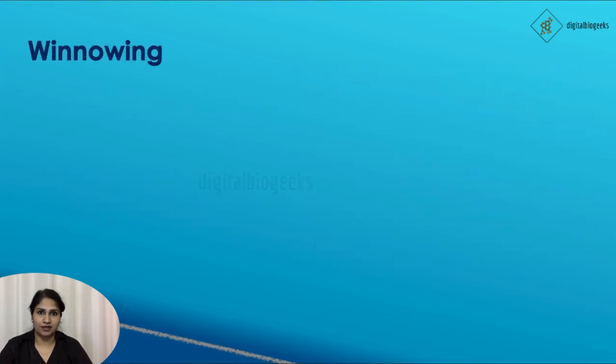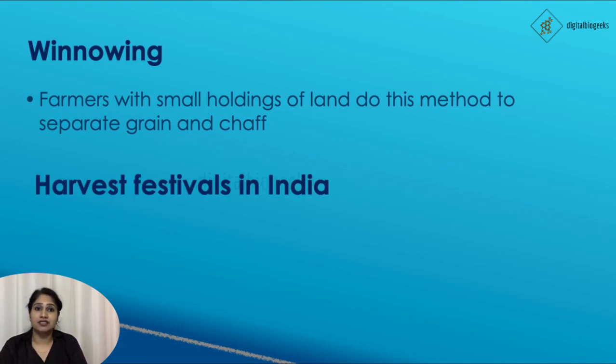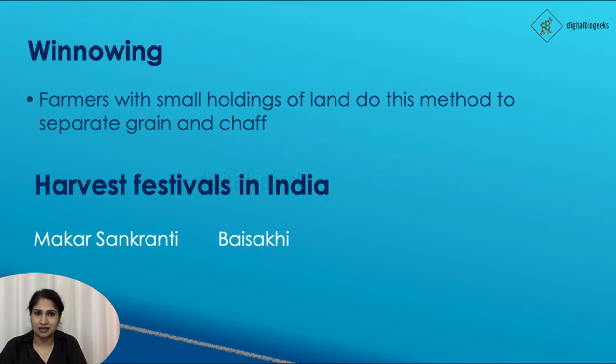Moving on to winnowing. Winnowing is done by farmers with small holdings of land. They do this method to separate the grain from the chaff. A mixture of grain, chaff and hay is dropped from a height in the blowing wind. The grains which are heavier will fall down straight into the ground, and the hay and chaff which are lighter is carried away by the wind. Now there are a lot of harvest festivals celebrated in India like Makara Sankranti, Baisakhi, Lori, Onam and Pongal.